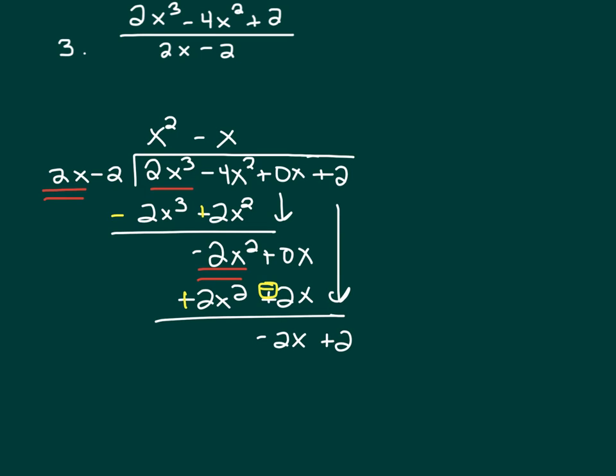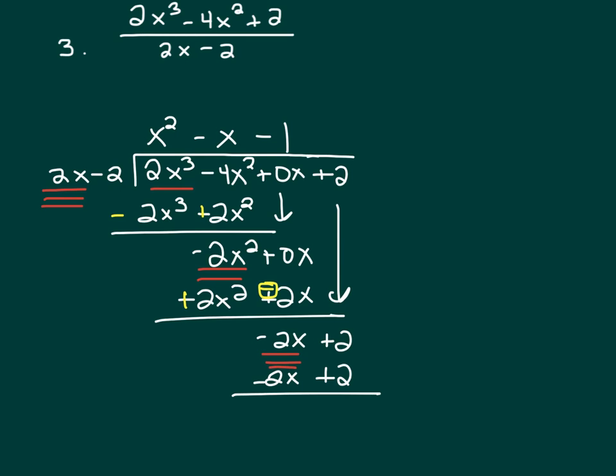Okay, finally, I'm again going to look at this first term and say, what do I need to multiply that 2x by to get me to this first term? Well, really just a negative 1. Since 2x times negative 1 is negative 2x, I'm going to put a negative 1 here, and then I'm just going to distribute. Negative 1 times 2x is negative 2x, and then negative 1 times negative 2 is positive 2.